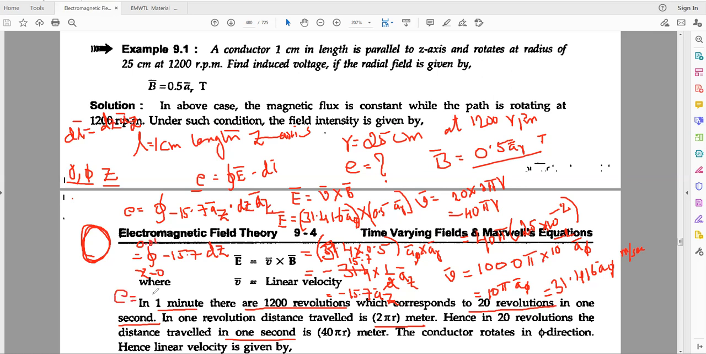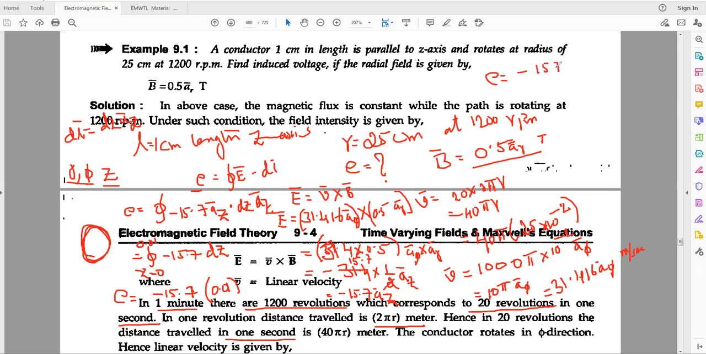So the induced EMF E is equal to minus 15.7 with the integral of dz, which is Z, with upper limit 0.01. 0.01 means 1/100. So 15.7 by 100 gives 1570 millivolts, or we can take it as 157.0 millivolts.